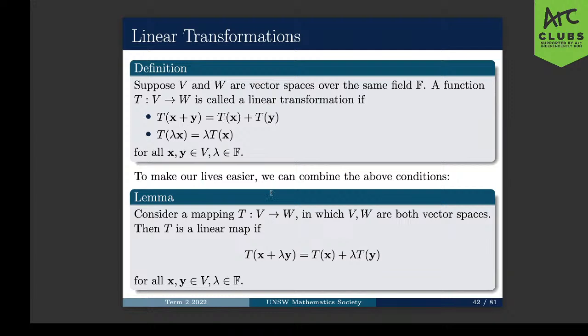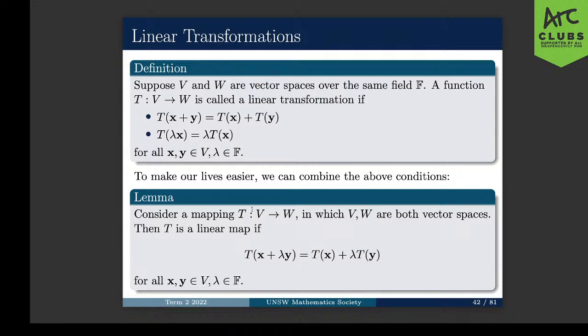To determine whether a function like this is actually a linear transformation, one option is to just check these two conditions, or there is a slightly easier method that allows us to combine those two conditions. If we have a mapping T from a vector space V to a vector space W, then T is linear if T of x plus lambda y equals Tx plus lambda Ty for all x, y in the domain and lambda a scalar. So hopefully that's all familiar.